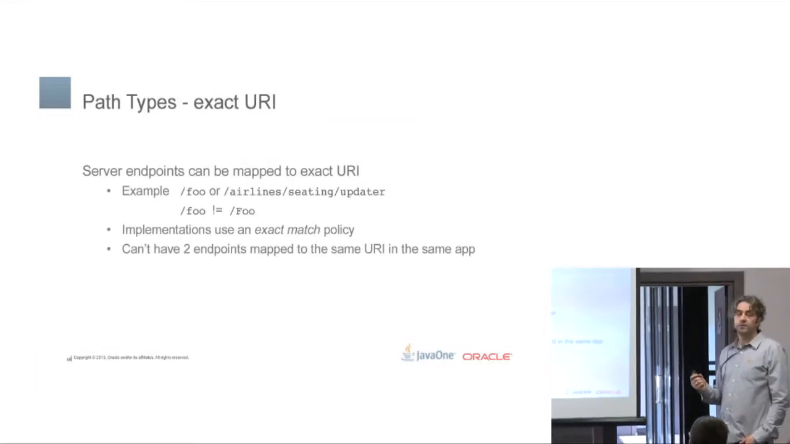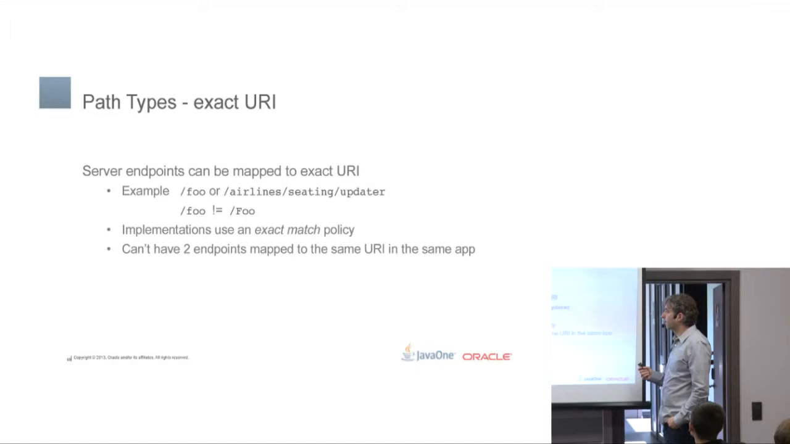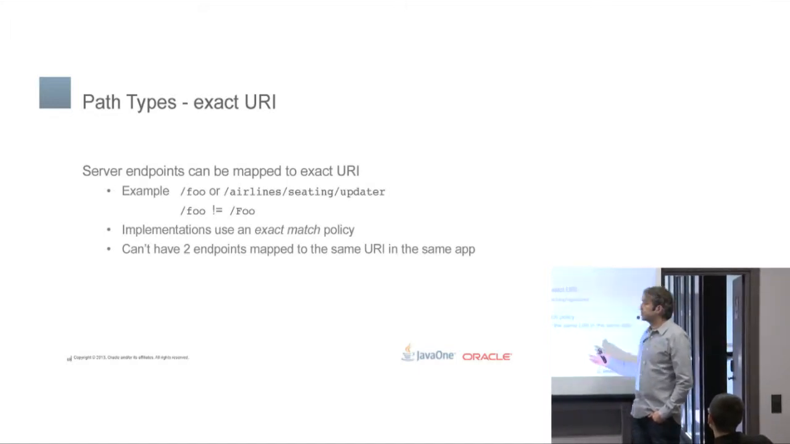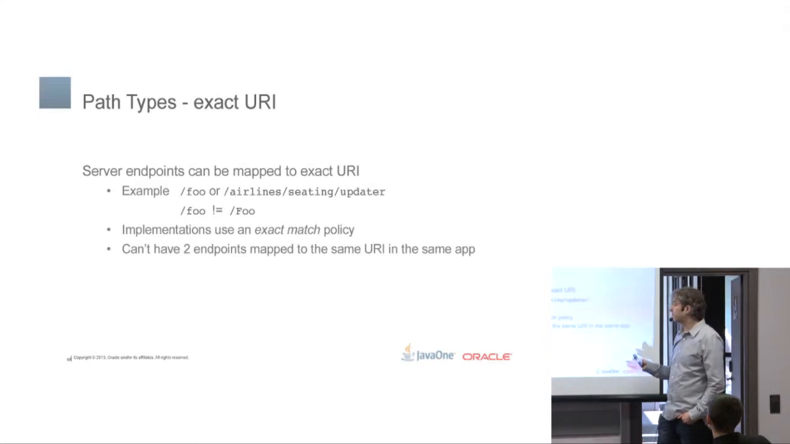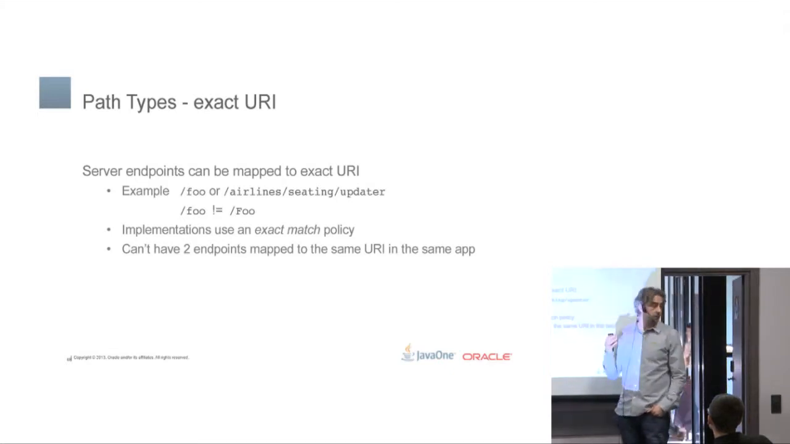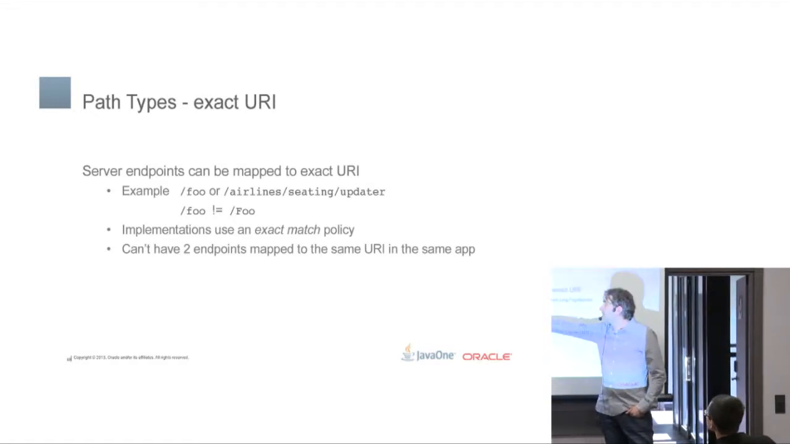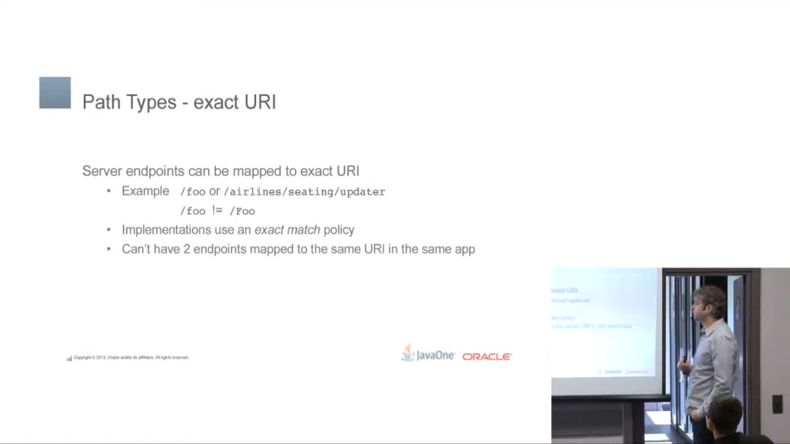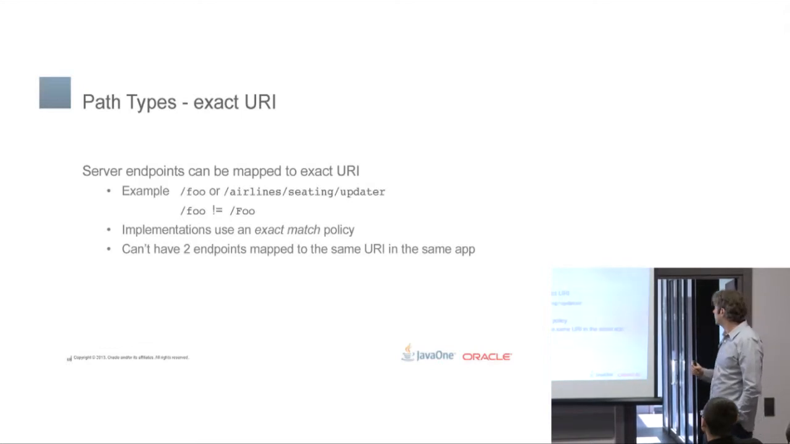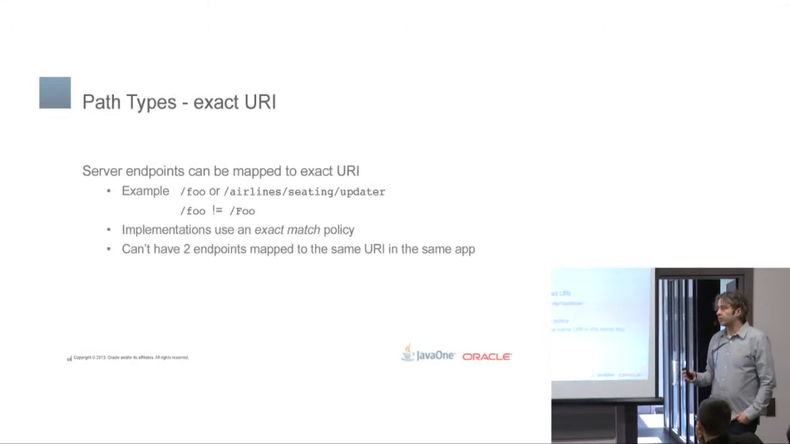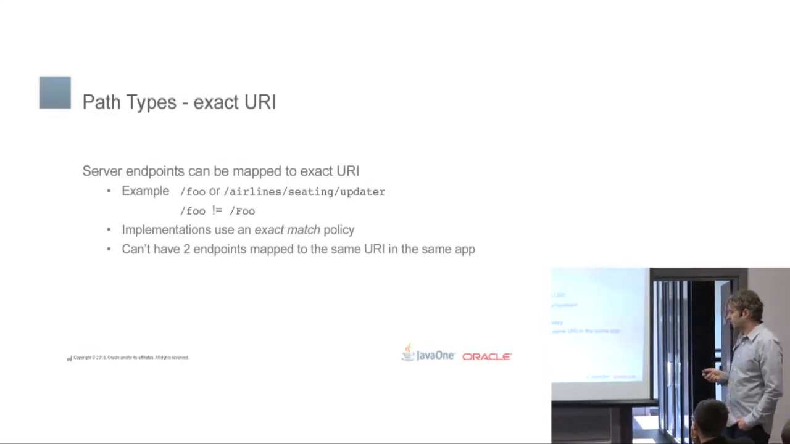And there are some obvious basic rules. There can be just one single URI for an endpoint. URIs are case sensitive, so Foo is not equal to foo. And obviously you need to have unique URIs for endpoints. If you have two endpoints with the same URI, you won't be able to use any of them.